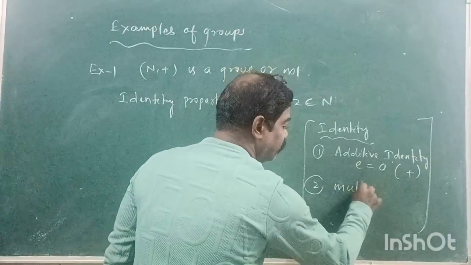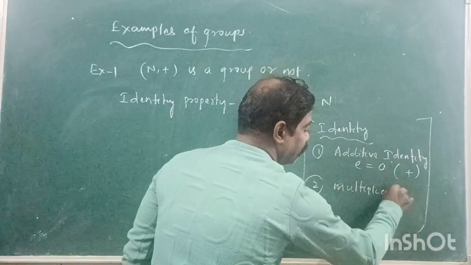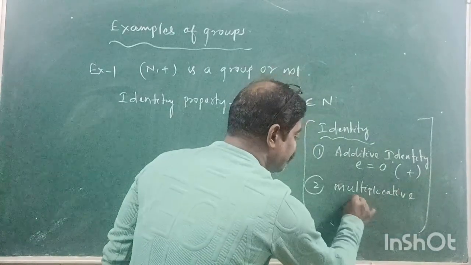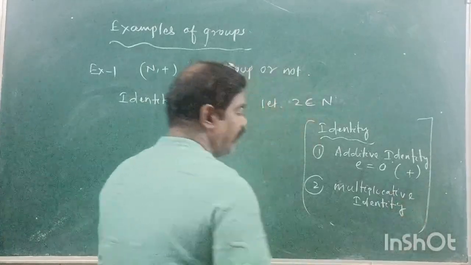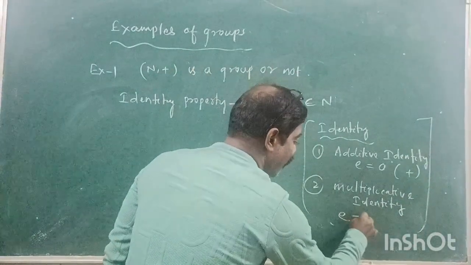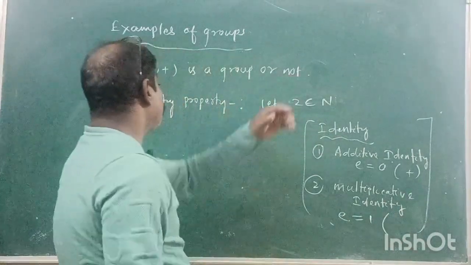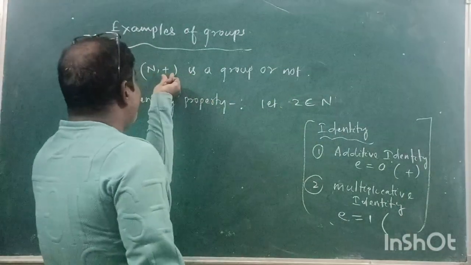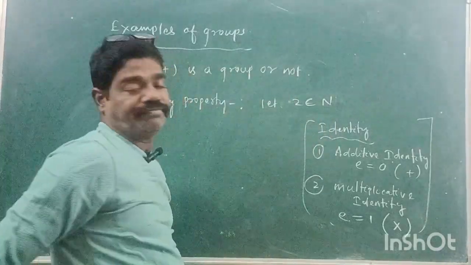Second one, multiplicative identity. Here, the e value is equal to 1. Multiplicative means the binary operation will be multiplication.